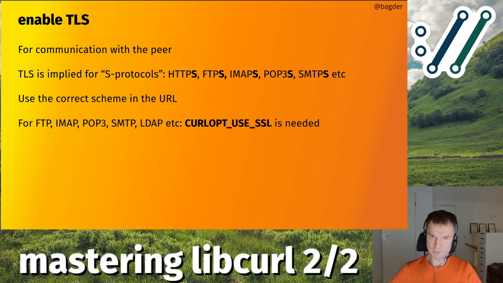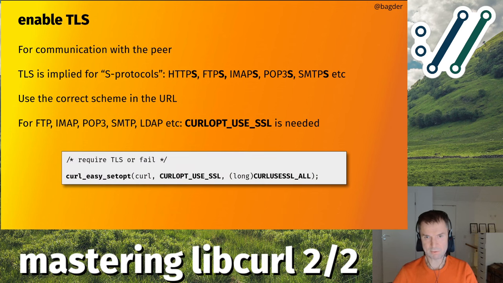And if you use one of these protocols in the scheme, FTP, IMAP, POP3, SMTP, LDAP, then you have to use this option that is called CURLOPT_USE_SSL, because then you start out the transfer without TLS, and then it'll negotiate TLS inline, usually with a command called STARTTLS or something like that. So upgrade to TLS while talking to the server.